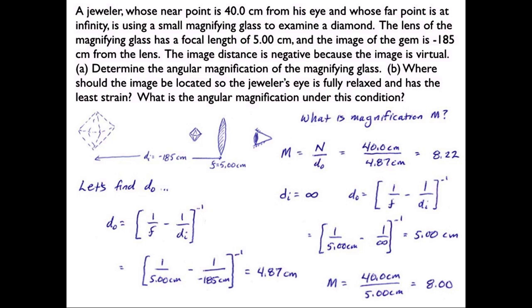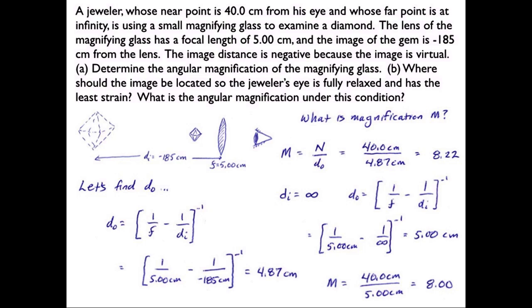Well, we can use the thin lens equation and say the object distance is 1 over the focal length minus 1 over the image distance, and invert that all. So I know my focal length of my lens is 5 centimeters. My image distance is negative 185 centimeters. And I work out an object distance of 4.87 centimeters. So I'm holding this thing pretty close to the focal length of this particular lens.